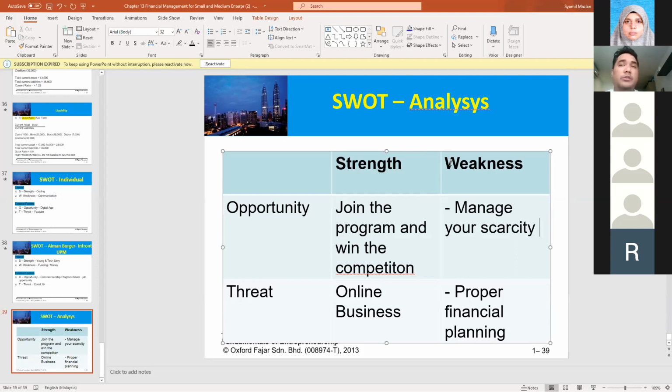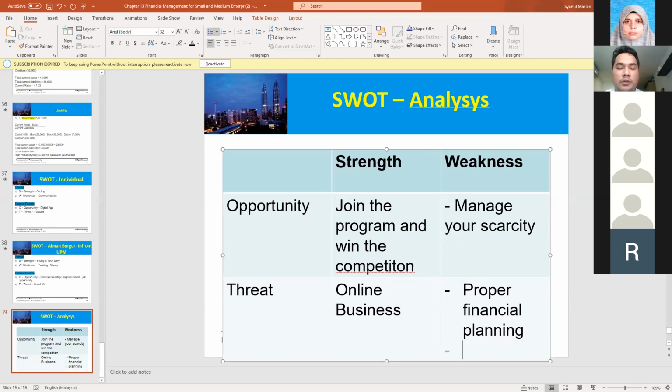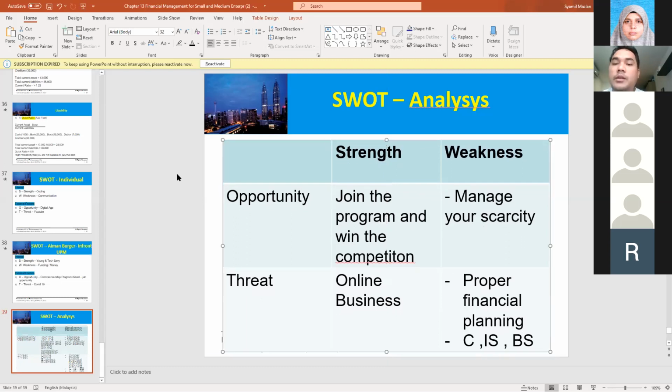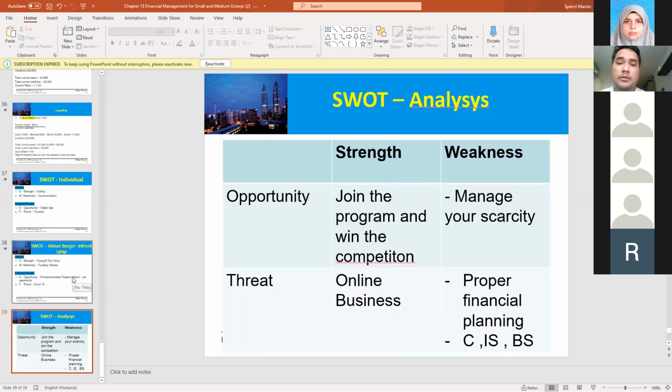So you don't want to be affected by COVID-19, so I know that I need to have proper financial planning. So now we have a cash flow statement, where you have an income statement, and you also have a balance sheet, so that you know when to spend the money at the right time and in the right place.